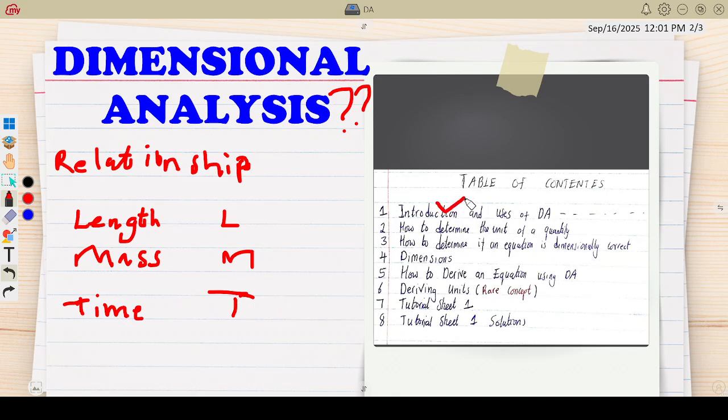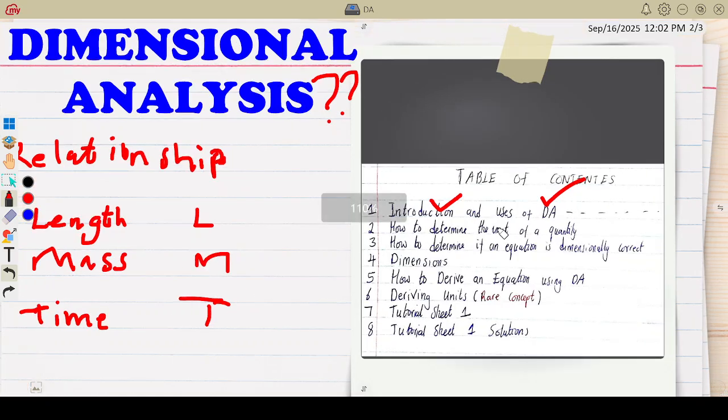Okay, so we're done with the introduction. And what are the uses of dimensional analysis? We use dimensional analysis to derive an equation. We can use dimensional analysis to check if an equation is correct, to check if an equation is dimensionally correct. So those are the uses of dimensional analysis. We are done. This is going well.